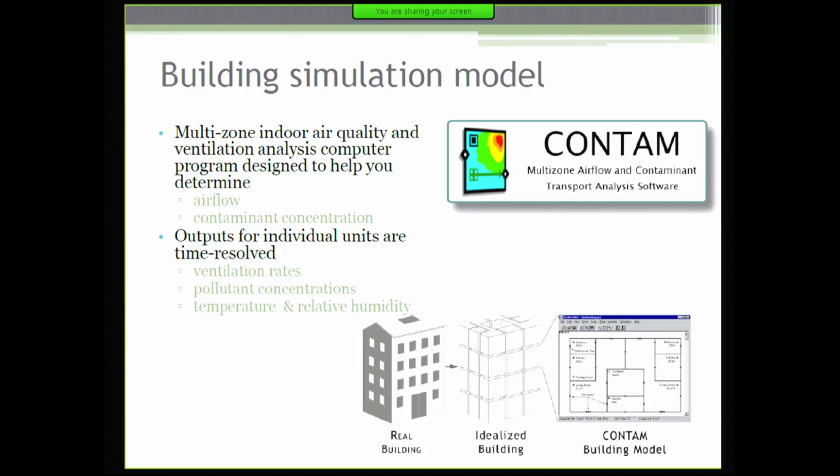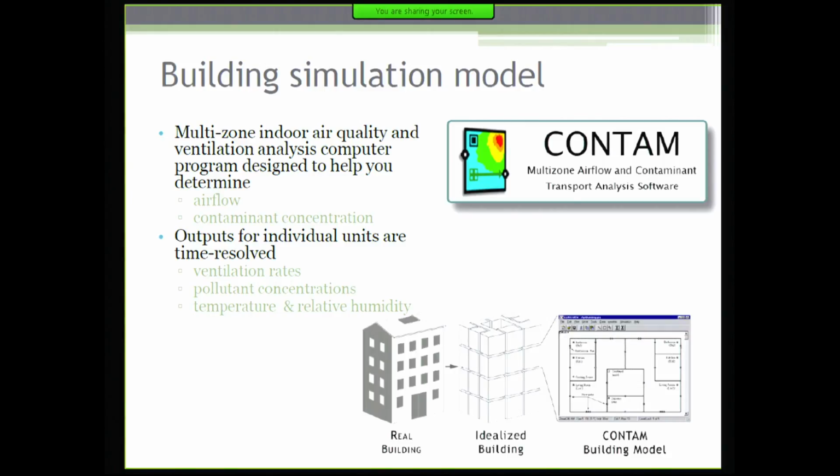And what you can do with that is it's a multi-zone indoor air quality program, and what it does is it keeps track of ventilation rates, pollutant concentrations, temperature, relative humidity, on a time scale. So as small a time scale as you want, you can keep track of things by minutes, seconds, 10 minutes, etc.